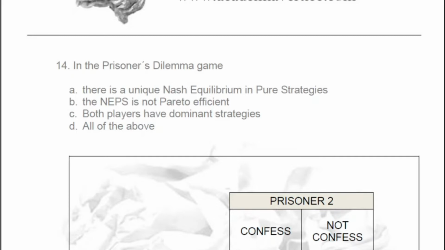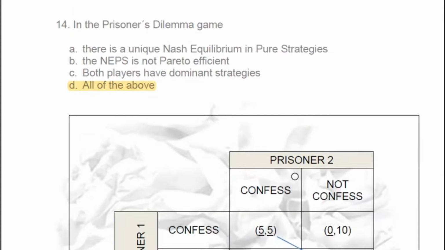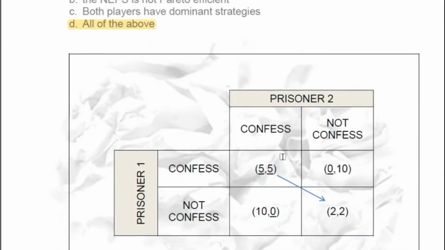Let's continue now after this little break with question 14. In the Prisoner's Dilemma game, there is a unique Nash equilibrium in pure strategies. Yes, of course. The Nash equilibrium in pure strategies is not Pareto efficient, of course. Both parties have dominant strategies, of course. So clearly all of the above, because the Prisoner's Dilemma we should have very clear.